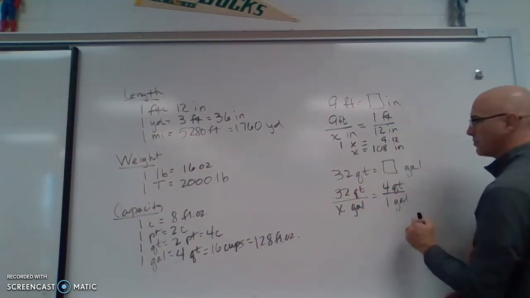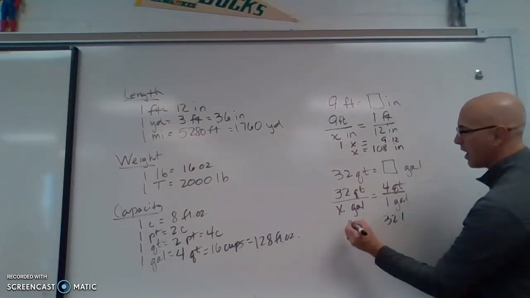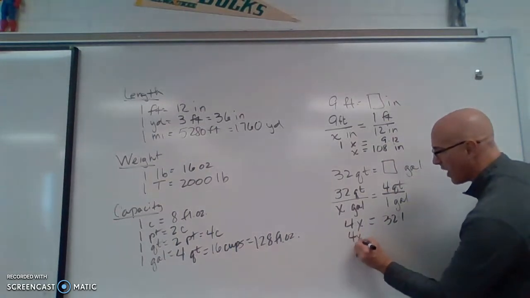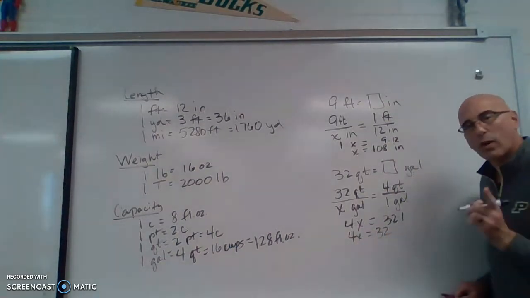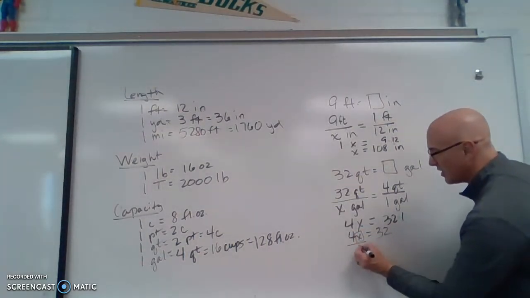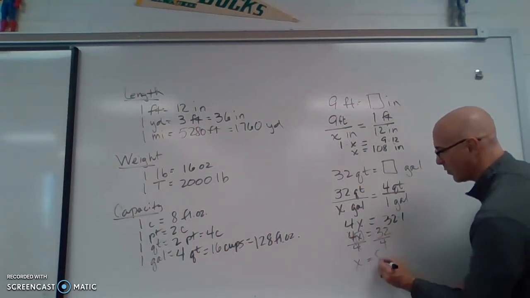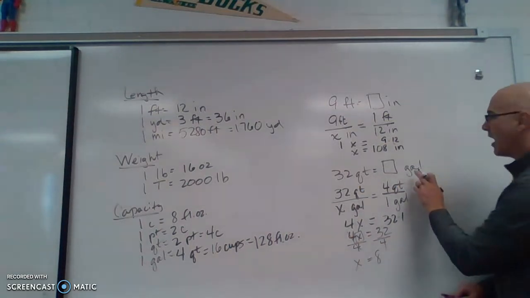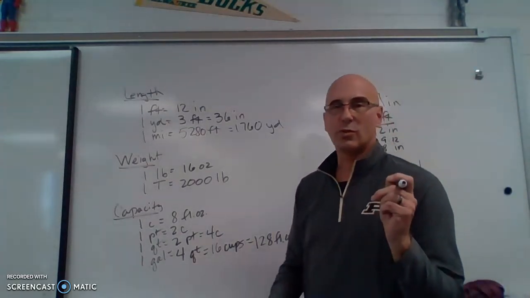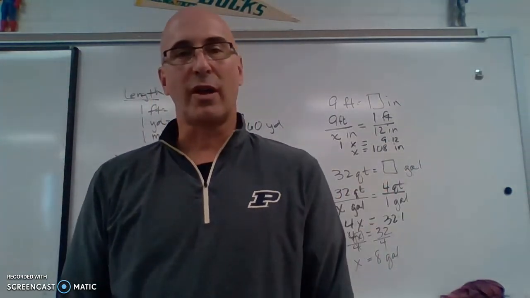Now we can cross multiply. So we have 32 times 1 when we cross multiply this way, and we have 4 times x this way. So we have 4x equals 32. This looks like a one-step equation. We are going to quarantine that x, divide each side by 4, so we get x equals 8. What were we trying to find? How many gallons? This is where it is very, very important to label everything with our units. And that is just an intro to converting customary units.